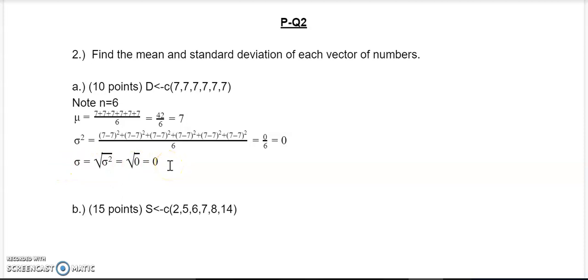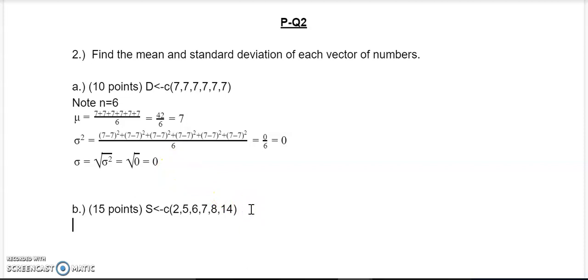As we mentioned above, the standard deviation is measuring how spread out the vector values are. You can see they're all 7s, so there's no spread. That's why the standard deviation is 0. It's saying there's no spread, and that's basically saying that all the values are the same. If the standard deviation is 0, it means that all the values in your vector are the same, which they are here. Okay, let's move on to part B now.